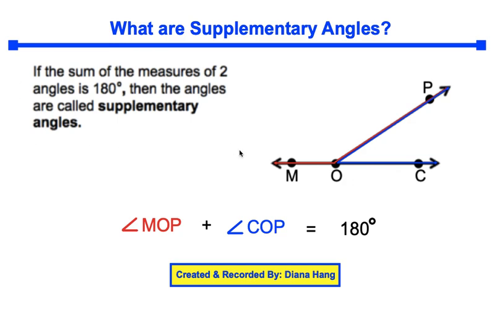So in our diagram here, I have one angle marked in red, angle MOP, and then I have another angle marked in blue, COP. Notice that this angle MOC is a straight line. The number of degrees for a straight angle is 180. So if I add these two angles together, it's going to be 180 degrees. Let's take a look at an example.